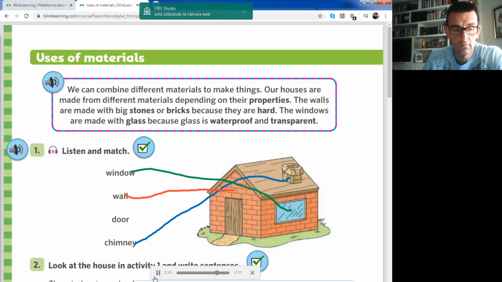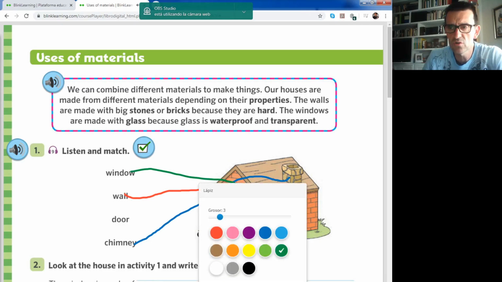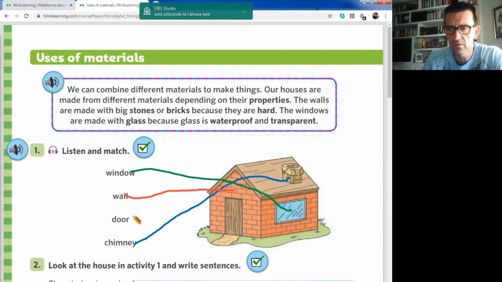And finally, the door. 4. This is the door. It's made of wood. Okay, the door is made of wood. We choose the color, maybe yellow, for example, and we match the door with the wood. So the chimney is made of stone, the wall is made of bricks, the door is made of wood, and the window is made of glass.